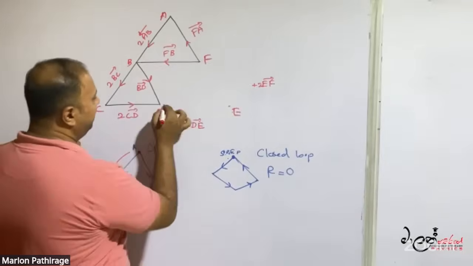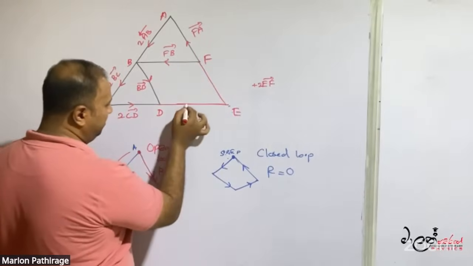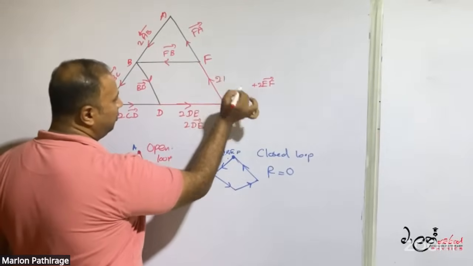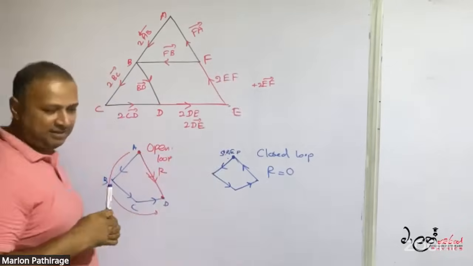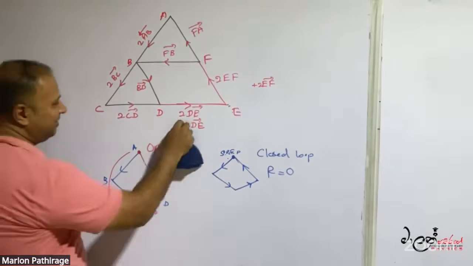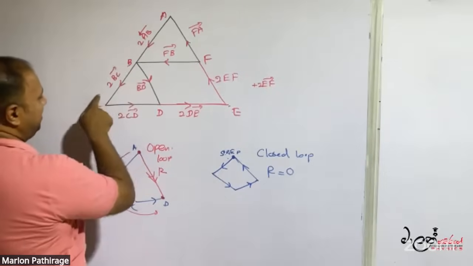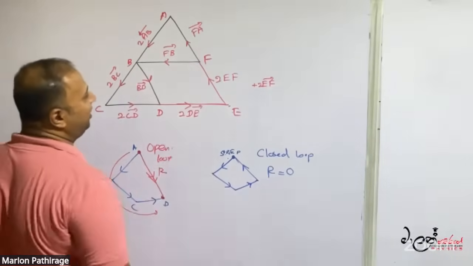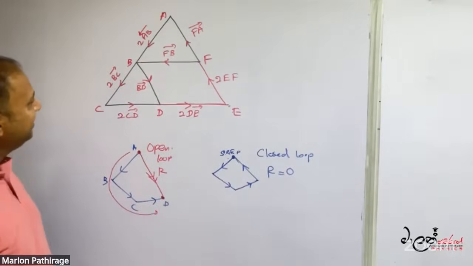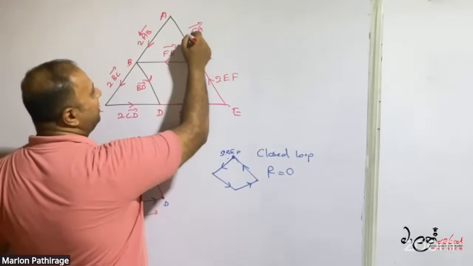Then I can again draw that. From here to here, two DE vectors. From here to here, two EF vectors. Now the thing is very easy. Look at this one. Now 2AB, 2BC, 2CD, 2DE, 2EF. And there's only one FE.